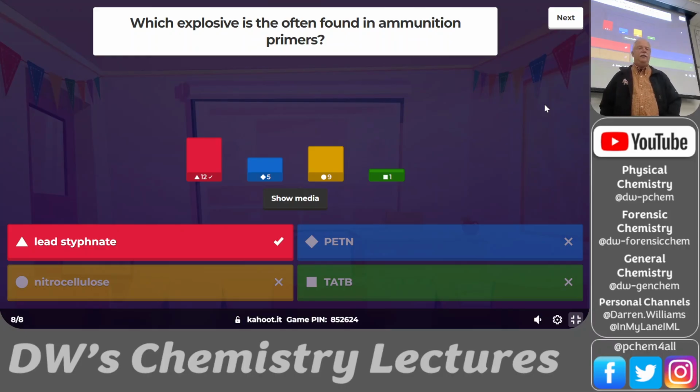Good, lead styphnate. And that lead is left behind a lot of times. Little molten particles of lead oxide end up on your clothing, on your hands, and so on after you shoot a firearm.